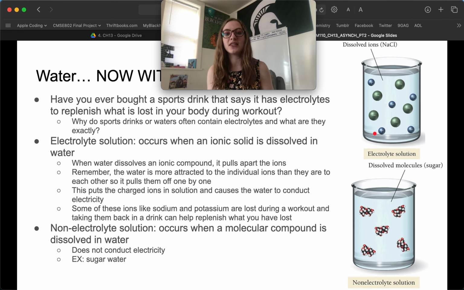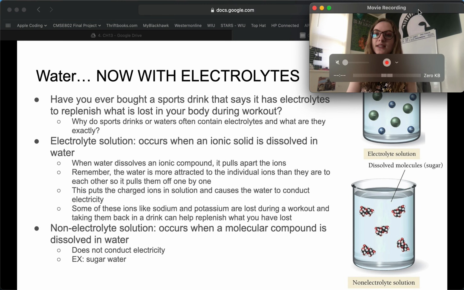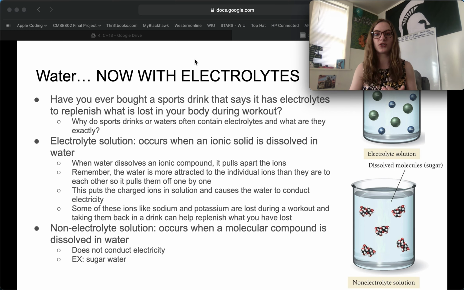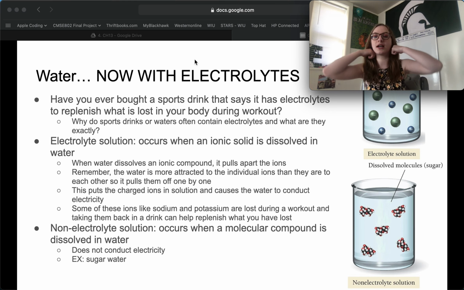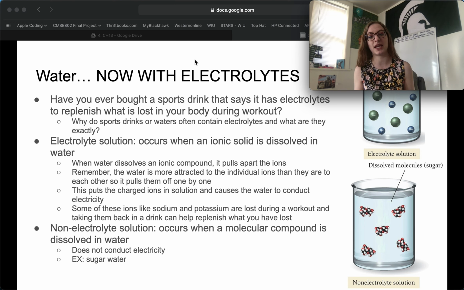Some of these ions, like sodium and potassium, can be lost during a workout when you sweat. So taking them back in can help you replenish what you lost. That's the big idea with electrolytes. If you're choosing to buy a sports drink, that's what they mean. Taking in extra probably isn't going to do anything for you. It's going to pass through your body. However, if you've had a hard workout and lost a lot of sweat, electrolyte drinks are a great way to get it back in.